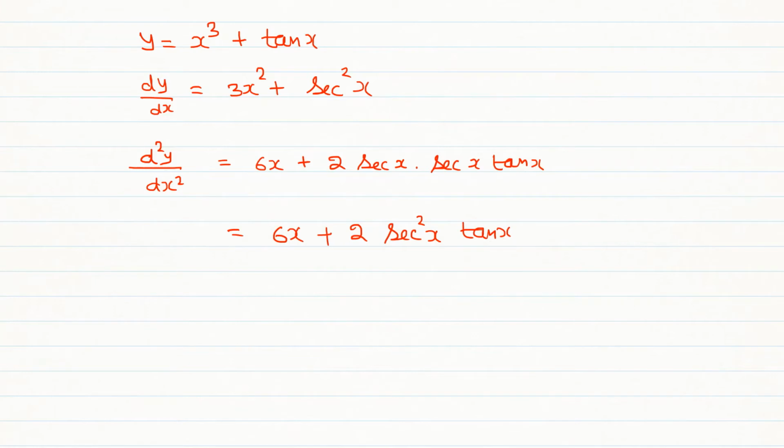Okay, let's take another example. We have a question like y is equal to 5 times cos x minus 3 times sin x, and the question is asking to prove that d2y upon dx square, which is the second derivative, plus y is equal to 0, which means we need to find out the second derivative.